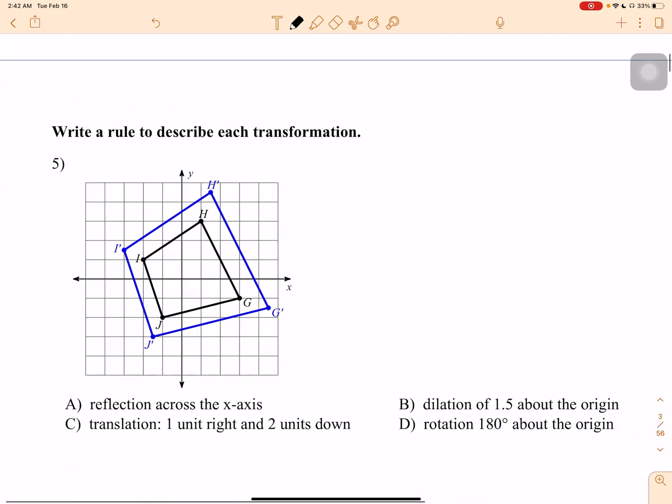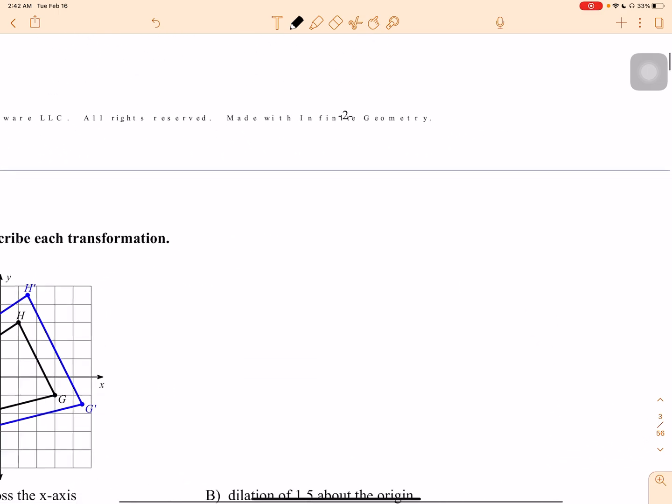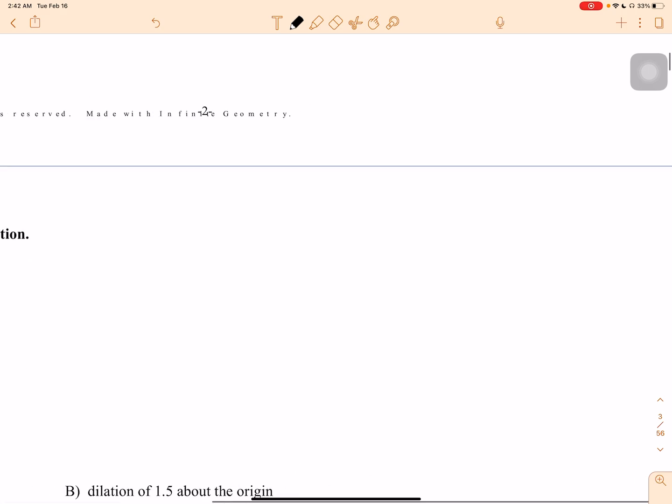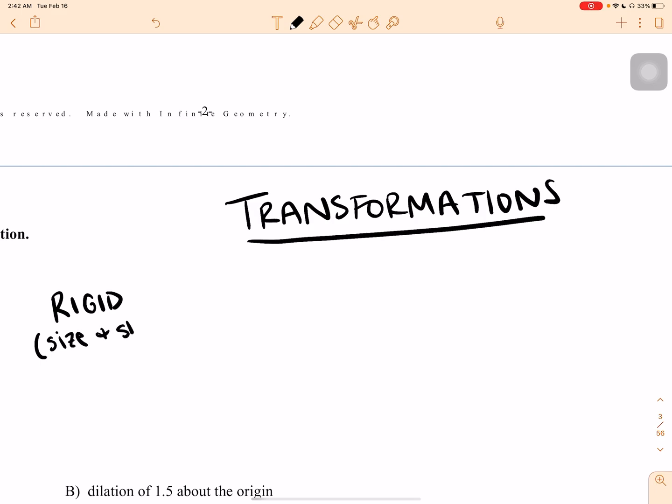All right, now we're getting into transformations. So I just want to jot down a few notes. We'll do it off to the side here. So transformations. Let's just review. You can write this down in a notebook, piece of paper, whatever you have, okay? So there are some that are rigid, which means size and shape stay the same.